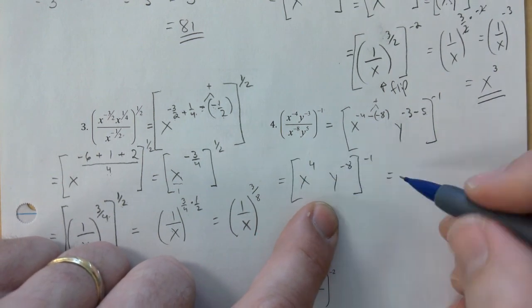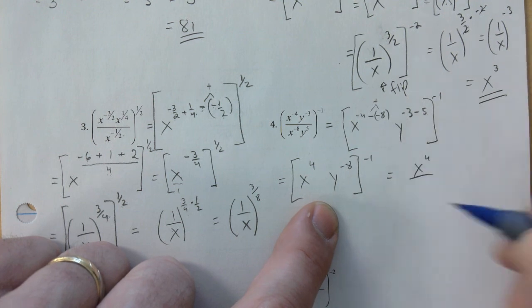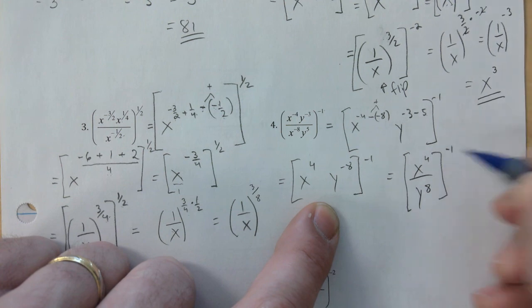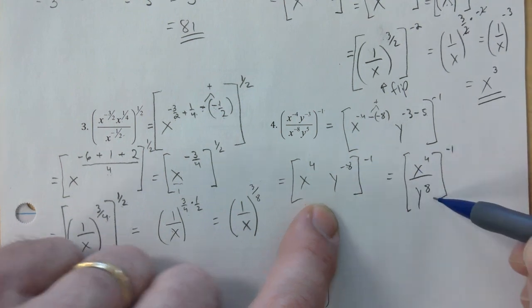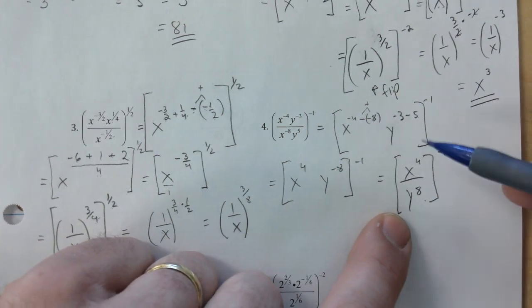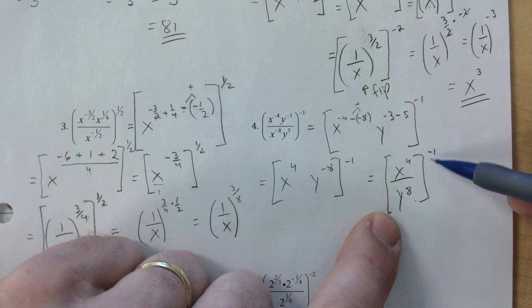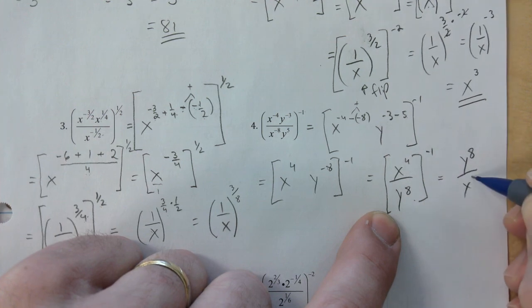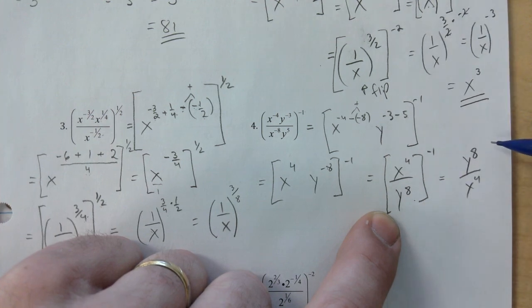I address the negative inside. Right, I brought this down to the denominator. And now if it's -1, you just need to, right, flip it really. So y to the 8 over x to the 4. You don't need to have bracket to the +1 there. It's just that.